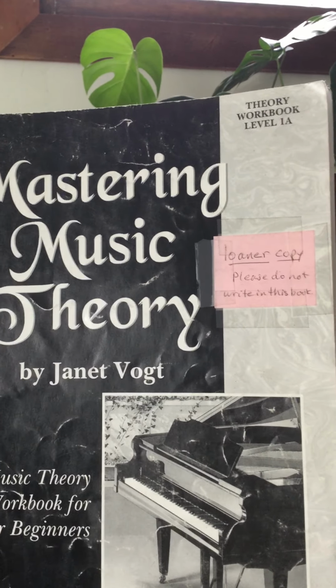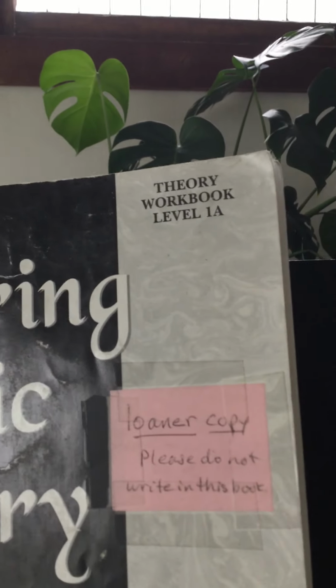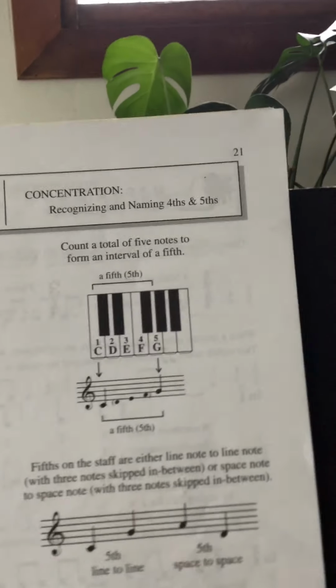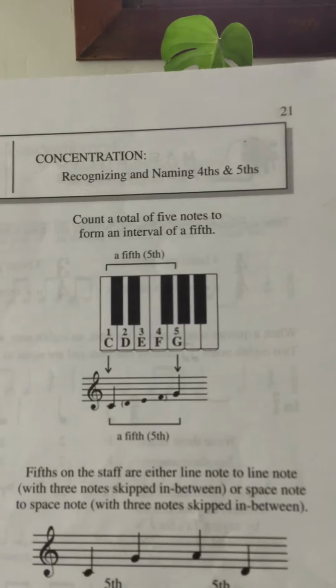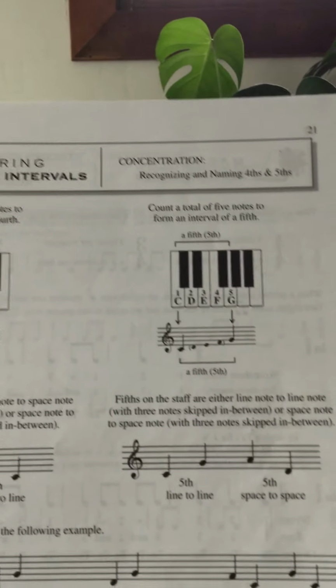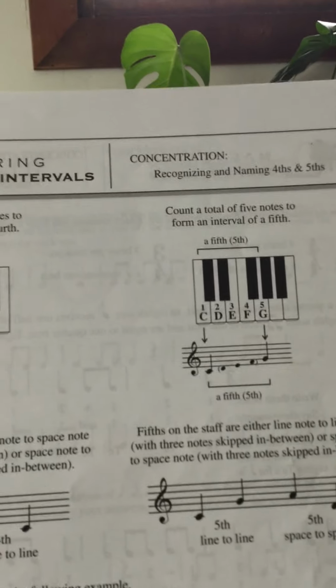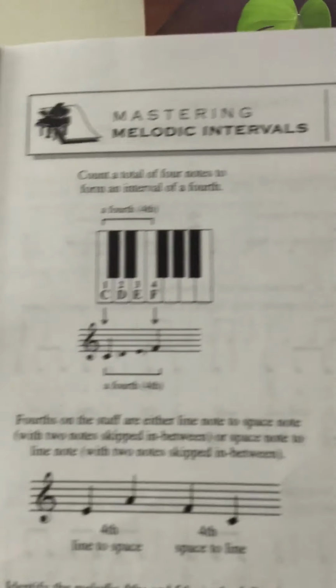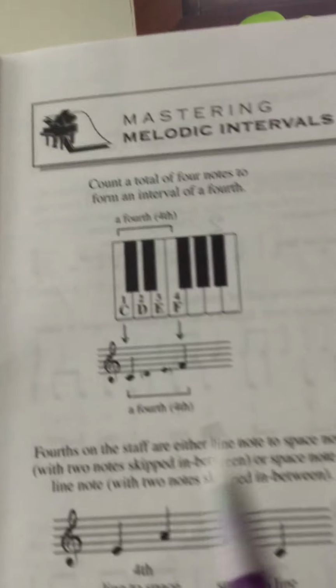Hi, so today we're working on the theory workbook level 1A, and we're doing the next few pages, which is 21 through 24. So we're going to start with 21. This part is a continuation of 20. In 20 you were doing seconds and thirds. Now you're just identifying fourths and fifths. So it's not too hard.